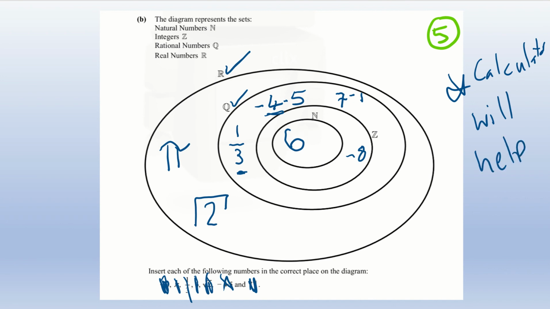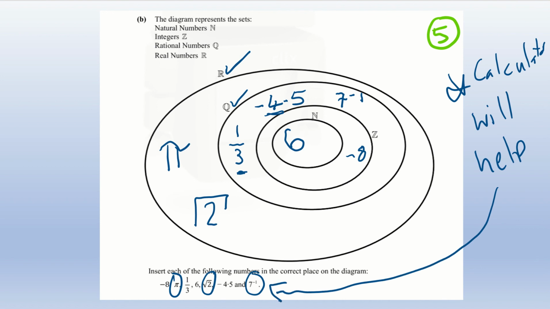If you didn't know what 7 to the power of minus 1 was, if you wanted to see what root 2 was, if your calculator gave it to you as a fraction, and if you wanted to see what pi was, etc. So your calculator will help you in sorting out, or giving you clues about, what those tricky numbers actually are, because in that question some of the numbers were sort of disguised.